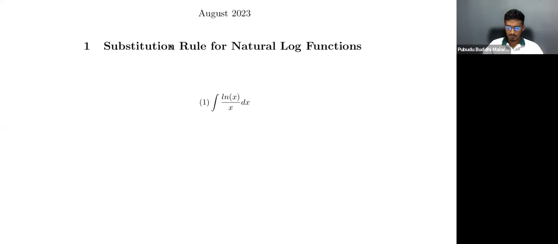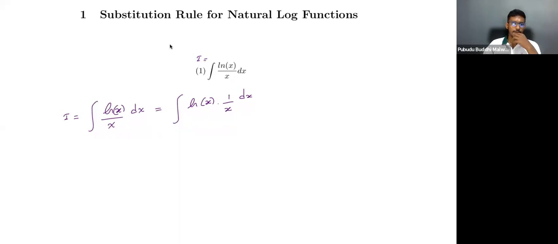Right? In this case, let me do something like this. For this integral, let's say I equals, I would like to express this integral like this: natural log of x times 1 over x dx. Then, if you observe carefully, now this 1 over x and natural log of x, there is a relationship between those two, right? Because the derivative of natural log of x is 1 over x. Let me write that here.